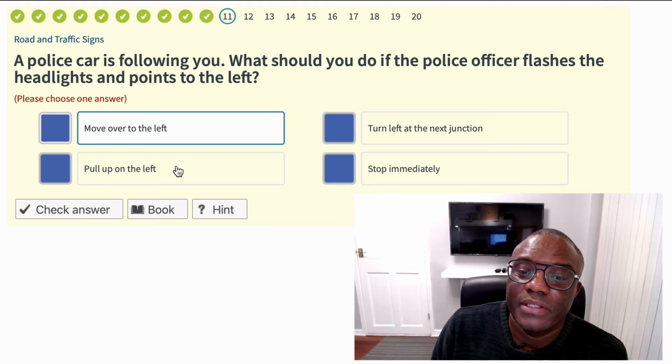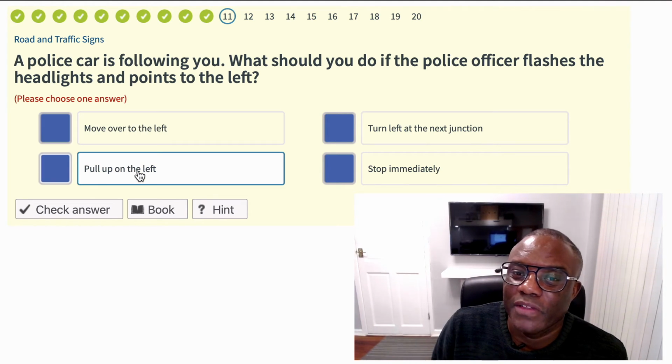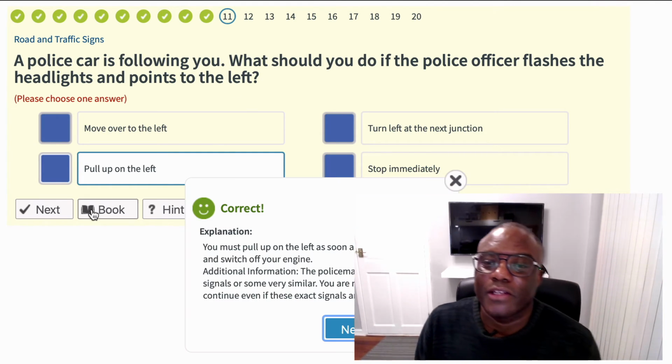Pull up on the left. They're after you, so you should be pulling up on the left, not move over to let them pass. So we can now change back to that, because that's a better answer. Turn left at the next junction, no. Stop immediately. You can't stop immediately because it may not be safe to stop. So we're looking now for pulling up on the left. As I said, they're after you, they want you to stop. So we pull up on the left, check and correct.